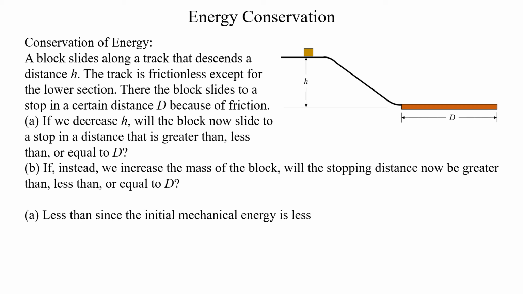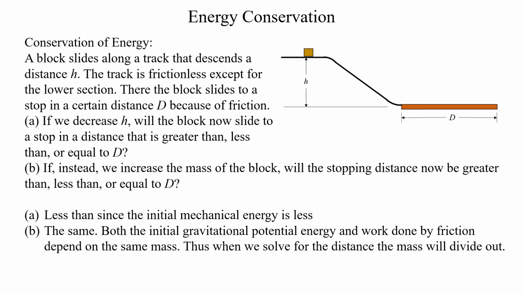All right, so if we decrease the height, then the initial mechanical energy will be much smaller. So it will slide to a shorter distance. Right, so we have less energy to begin with, and so it will slide to a stop in a shorter distance. Now what about part B? Think about that one. All right, so for part B, it says we're going to increase the mass of the block. Does that change the stopping distance?